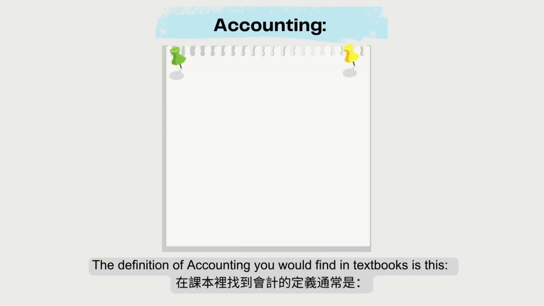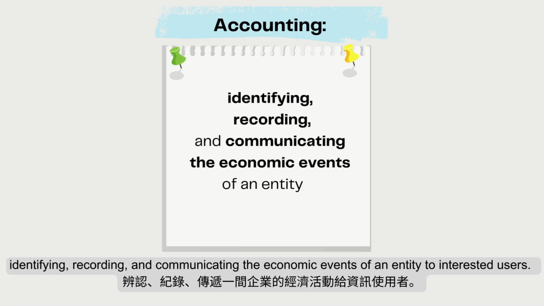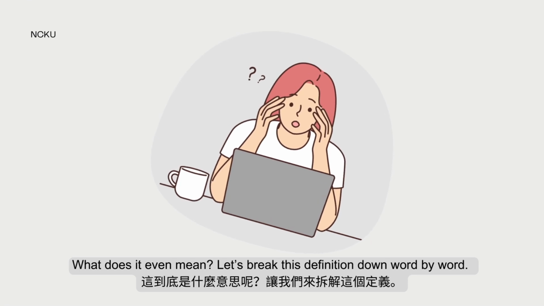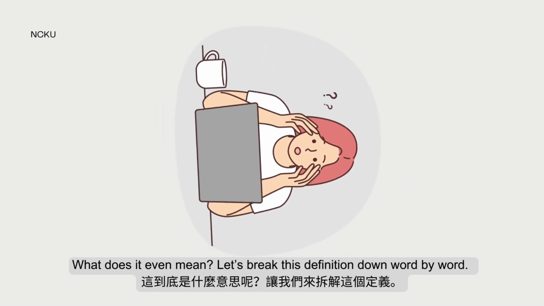The definition of accounting you would find in textbooks is this: identifying, recording, and communicating the economic events of an entity to interested users. What does it even mean? Let's break this definition down word by word.